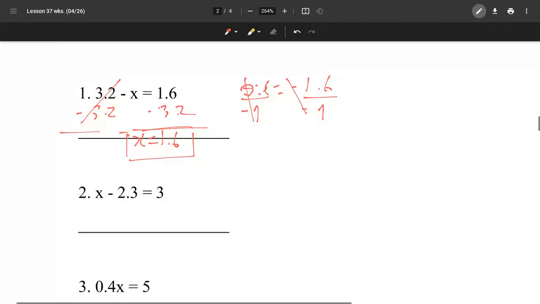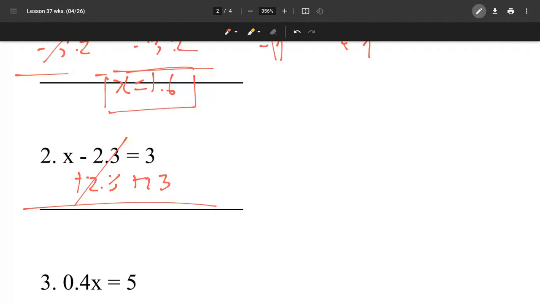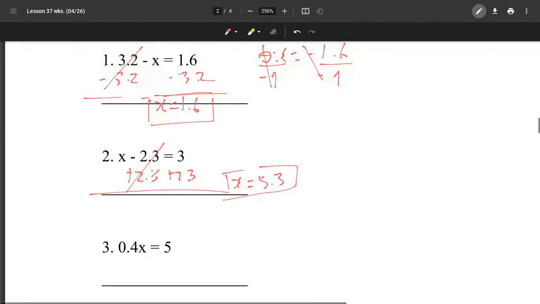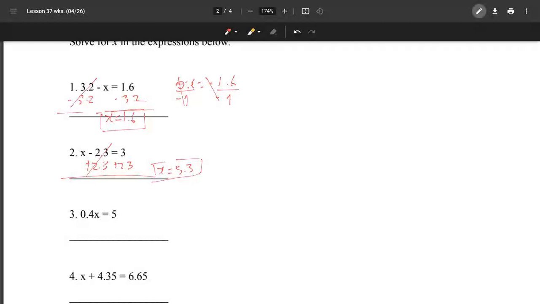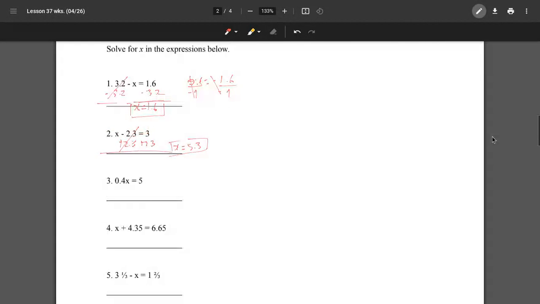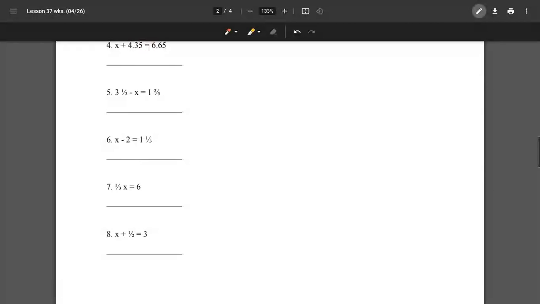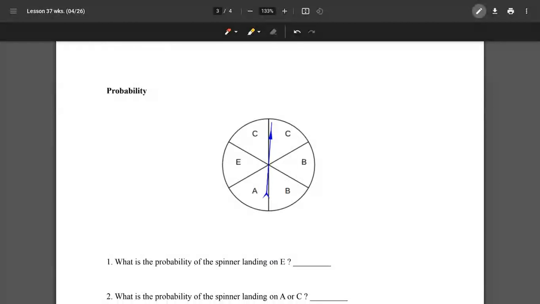Okay, number 2, we have x minus 2.3 equals 3. Again, in order to solve for x, x has to be by itself. We're going to isolate x by adding 2.3 on both sides. And 3 plus 2.3 equals 5.3. And so x equals 5.3. Okay, so that's it. Solve for x for the rest of the questions, and let's move on to probability.